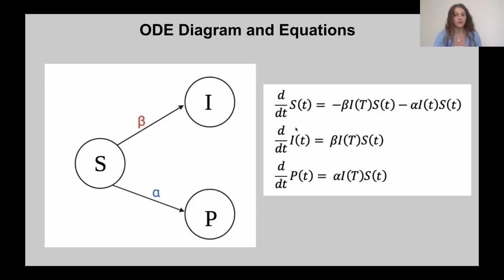And then from that susceptible change model, when we take the derivative of our infected population, that's going to be our beta value, which is our contact rate again, times the infected population at time t and the susceptible population at time t. And similarly, our protected population at time t is going to equal alpha, which is our contact rate again, times the infected population at time t, I'm sure you're sick of hearing me say that, and our susceptible population at time t.